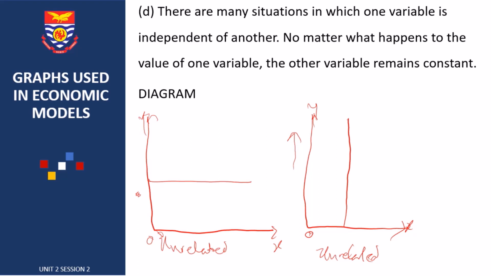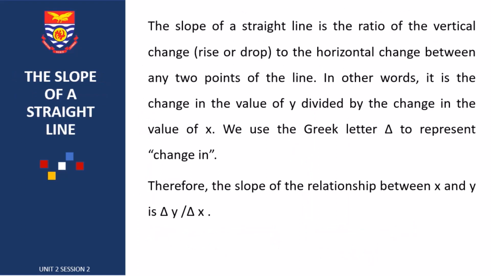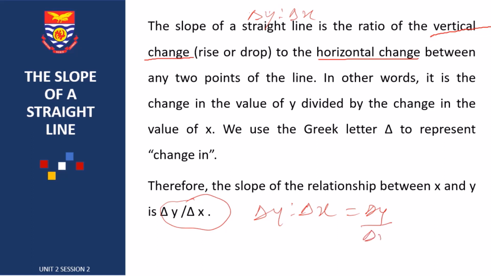Now we are going to look at the slope of a straight line. The slope of a straight line is the ratio of the vertical change to the horizontal change. When we say ratio, it is something to something. The vertical change is normally the change in y, and the horizontal change is the change in x. In ratio, you can represent it as a fraction. This is the same as change in y over change in x.